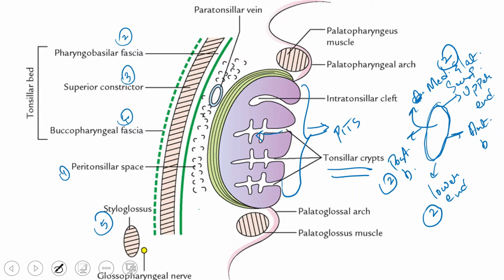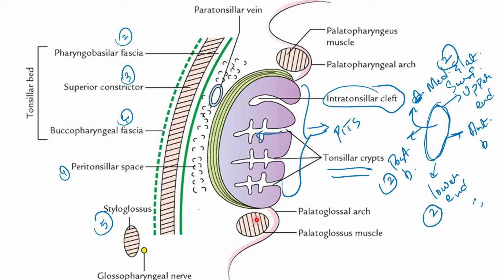So this is about the medial surface. One important thing which needs to be mentioned is the presence of the intratonsillar cleft. This is the deep semilunar fissure which is seen in the upper part of the medial surface. It is seen in around 40% of subjects, and it represents the remnant of the second pharyngeal pouch. So these are the features present along the medial surface.